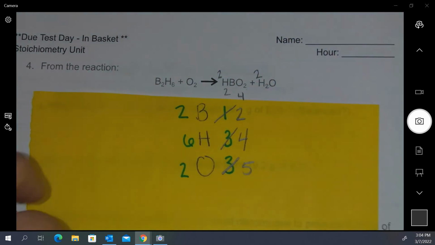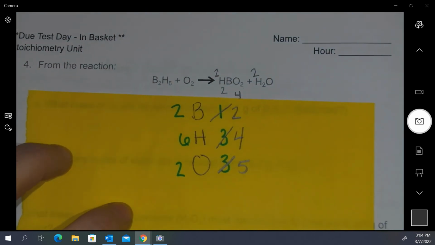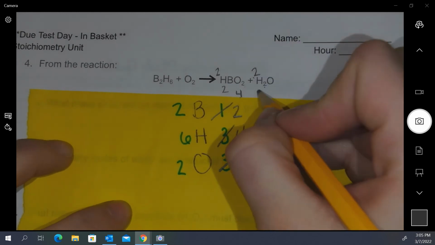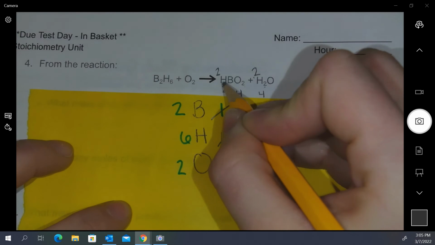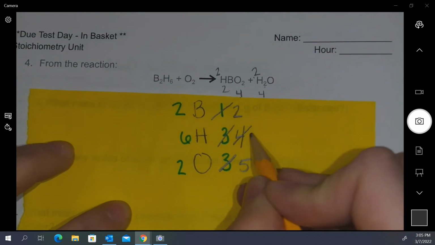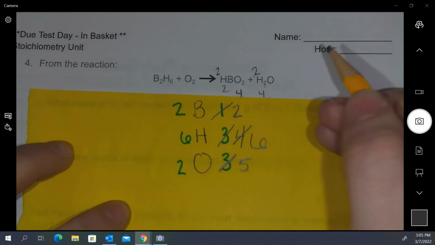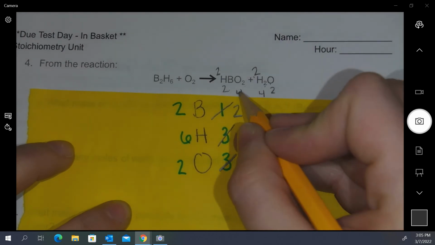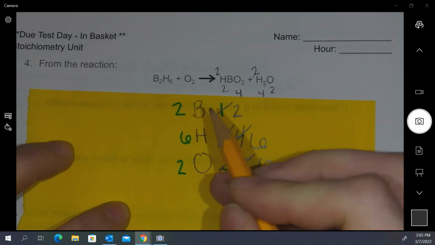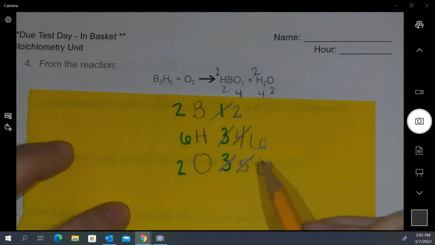That's going to make how many hydrogens in H2O? 2 times 2 is 4, plus the 2 over here. So 4 plus 2 is how many? 6. 2 times 1 is 2. 2 plus 4 is how many oxygen? 6.